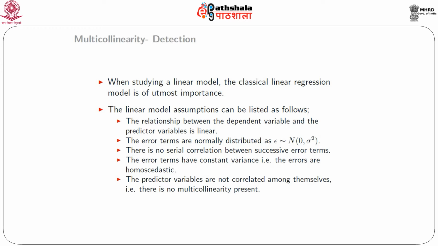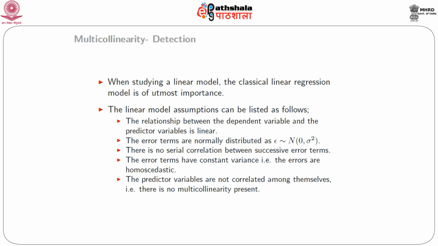Convention also tells us that there are certain model assumptions that we make when we want to use a linear model for fitting data. What are these assumptions? The assumptions are the following. The relationship between the dependent variable and the predictor variable is linear. This is one of the most basic assumptions, and as the name suggests, in a linear regression model, the relationship between the dependent variable and independent variable being linear is a very common assumption.